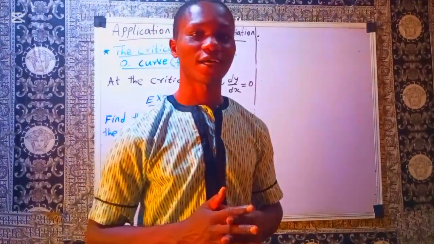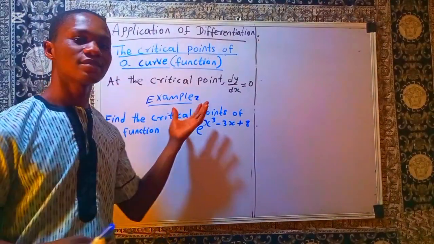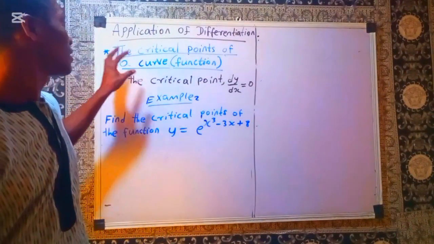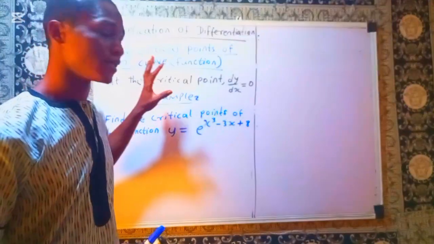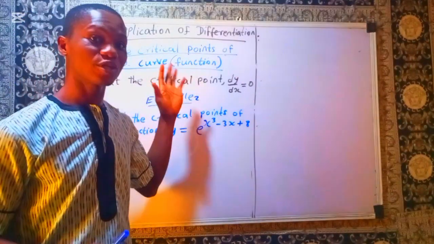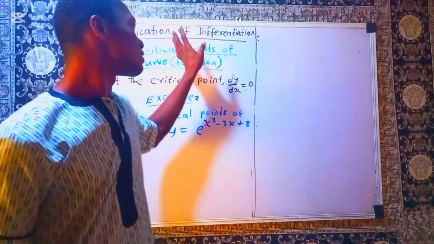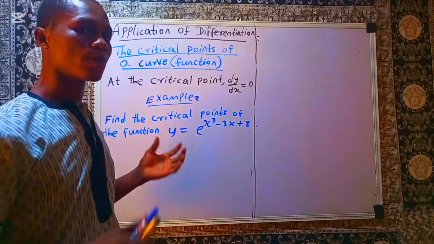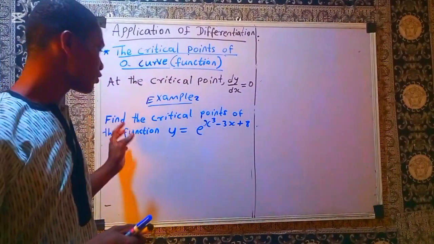This is mathematics class. Today in this class we'll be solving this second example on this topic we introduced in our previous class. There are critical points of a given function or a given curve. So remember, this is under the application of what? Differentiation. So let's see how we can find the critical points of this given function.